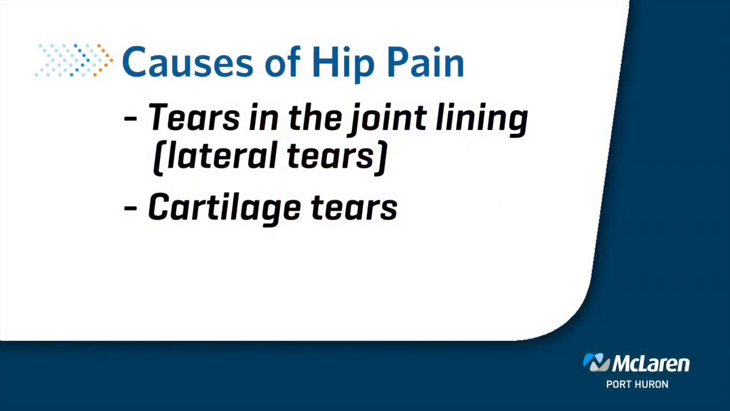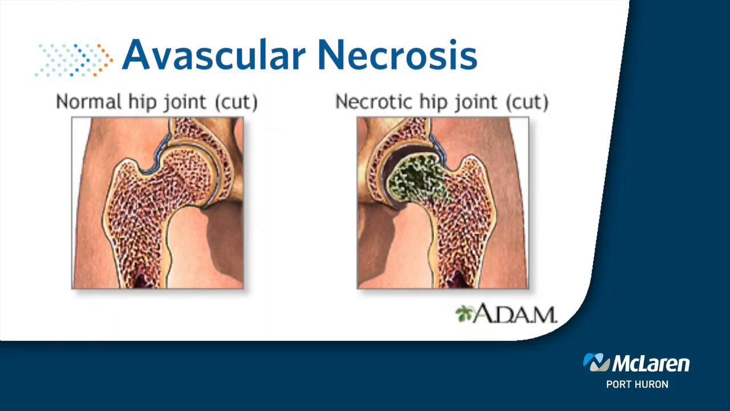What are the main causes of hip pain? The main cause of hip pain is arthritis. Wear and tear type of arthritis tends to be the most common, but there are other things that can cause problems in the hip as well. Tears in the joint lining or labral tears, cartilage tears. There's some unusual things that can happen that can cause hip pain as well. A condition we call avascular necrosis, where the bone actually starts to die off. Some weird, difficult things to diagnose, but that can affect the hip as well.